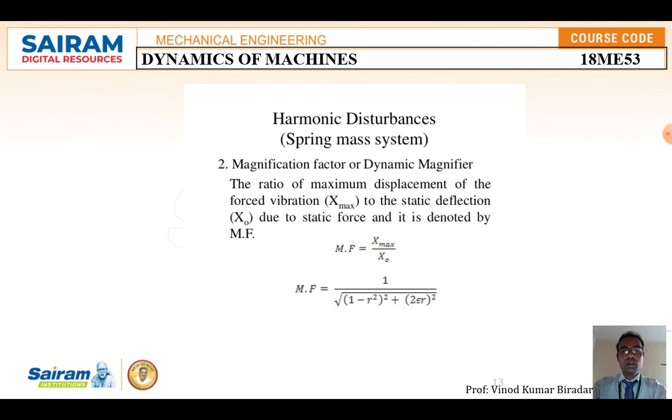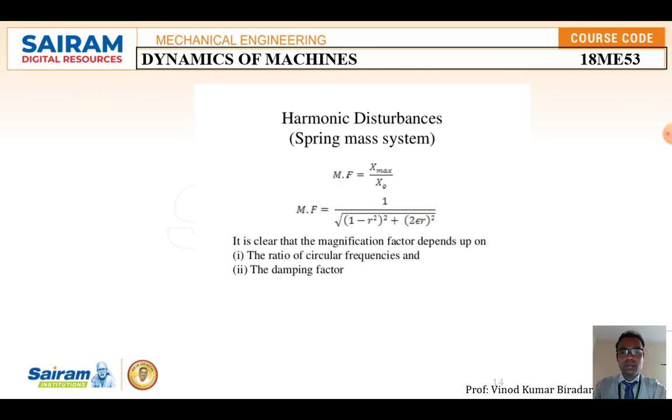So here one more term is there, the magnification factor, and this is also very important. The magnification factor, or dynamic factor, is the ratio of the maximum displacement of a forced vibration, x maximum, to the static deflection x naught due to the static force. It is denoted by M.F. So M.F. is equal to x maximum divided by x naught. The formula we know is 1 divided by square root of (1 minus r square) whole square plus (2 ζ r) whole square.